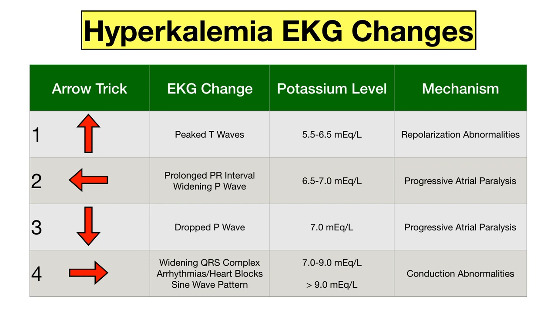As potassium levels approach 7.0 to 9.0, conduction abnormalities can occur. This can lead to widening QRS complexes, arrhythmias, and heart blocks. The right arrow can be used to help you remember the widened QRS complexes and arrhythmias that can occur, especially the slower ones like sinus bradycardia. Potassium levels greater than 9.0 can eventually lead to sine wave patterns and life-threatening arrhythmias such as asystole, ventricular fibrillation, or PEA.